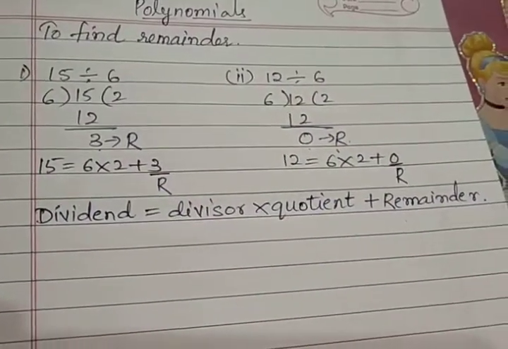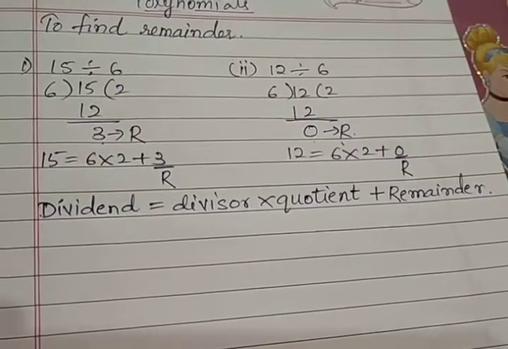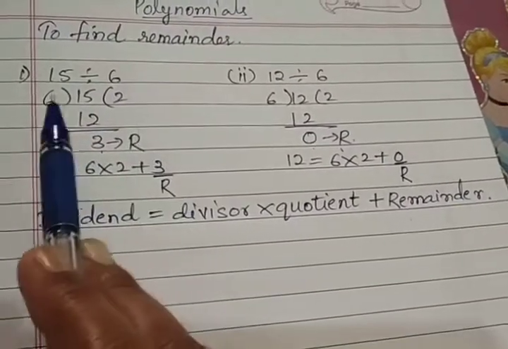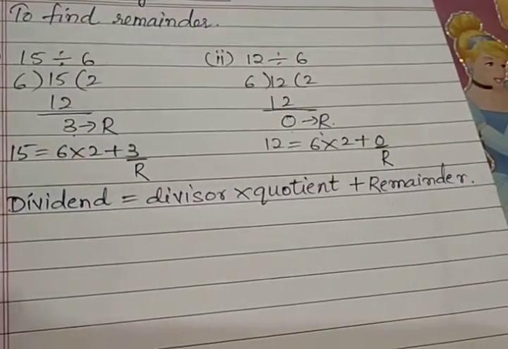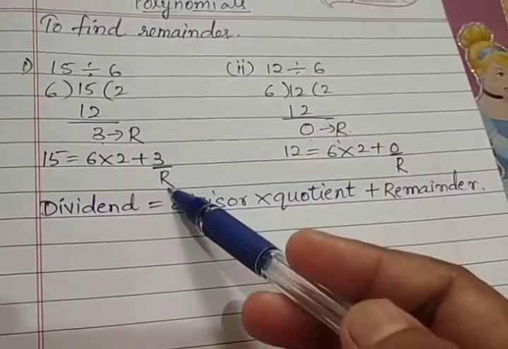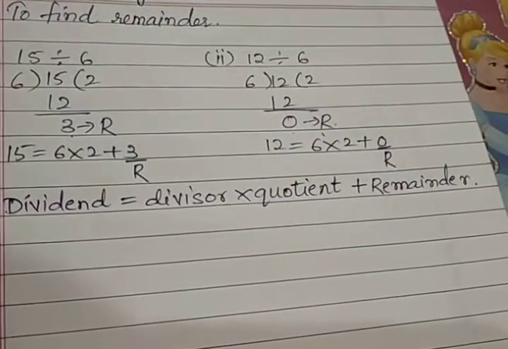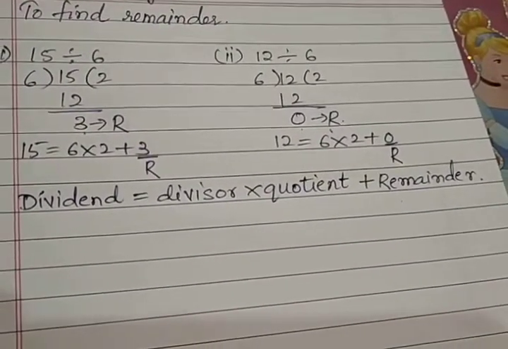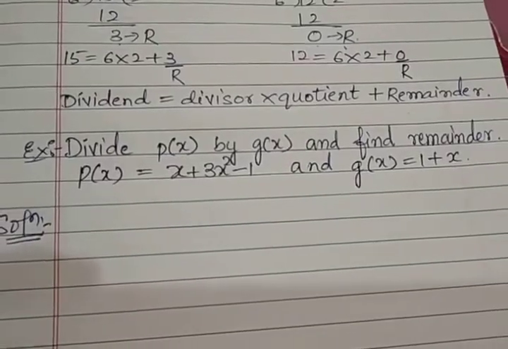Now let us see in algebra how we are going to find the remainder for polynomials by dividing. There are two methods actually. One is by long division, as given here, and one more method is using the remainder theorem. Let's see what that remainder theorem is.